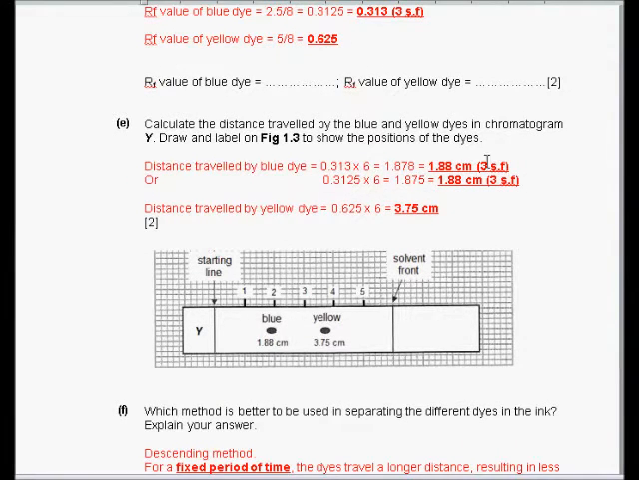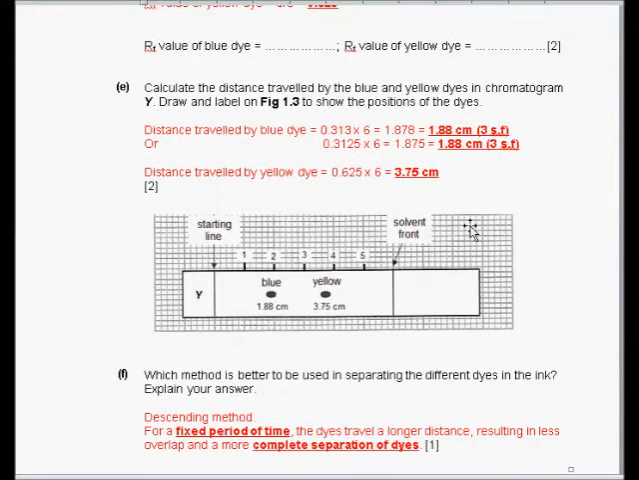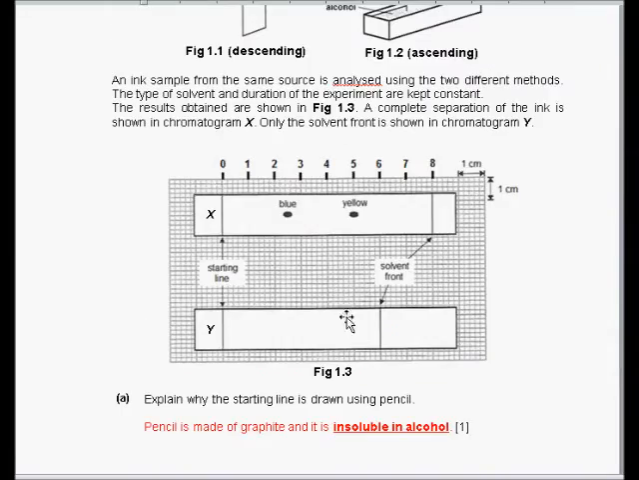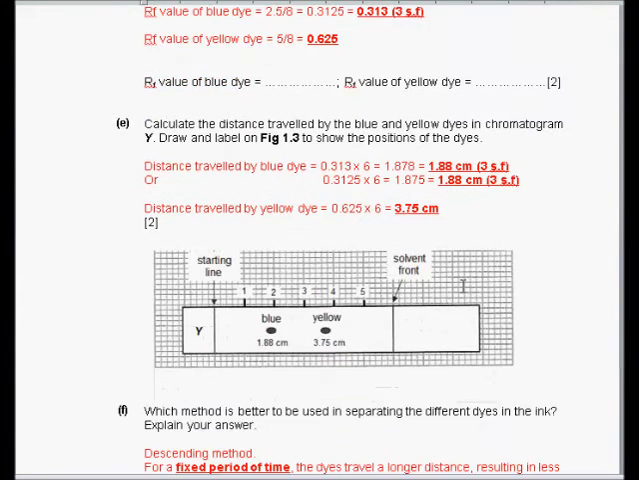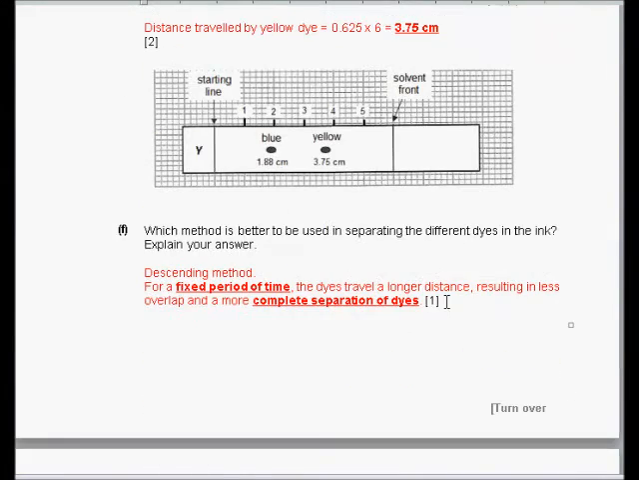Okay, calculate the distance. Most of you are able to get this, and then after that draw it on the diagram here. Most of you are able to get it correct. Which method is better to be used in separating the different dyes in the ink? Explain your answer. Of course, descending method.